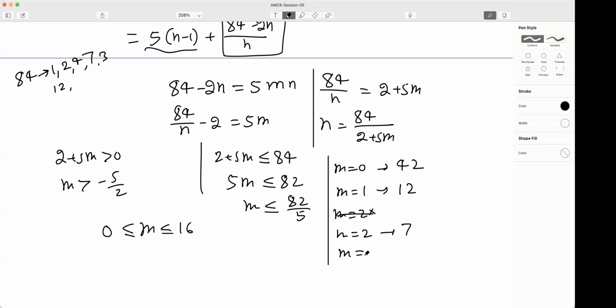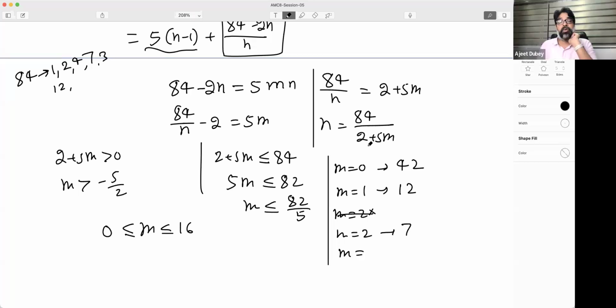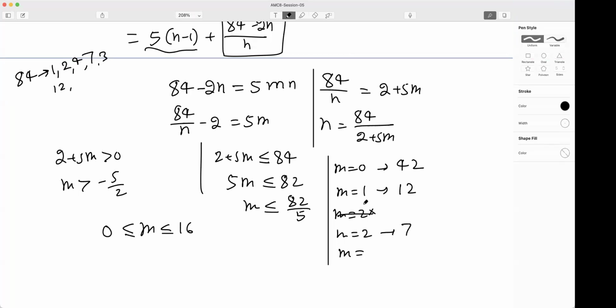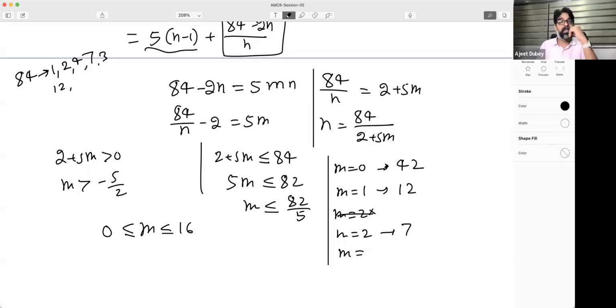M equal to 4, 20 plus 2, 22, not possible, I guess. M equal to 5, 25 plus 2, 27, not possible. Then we can say that n should be a factor of 84. Then all the factors of 84 can be the values of n. But then you have to check all the values which satisfy this condition also, no? So what other values can satisfy?